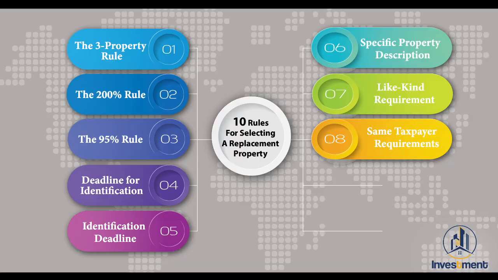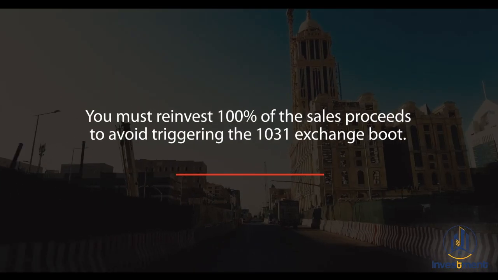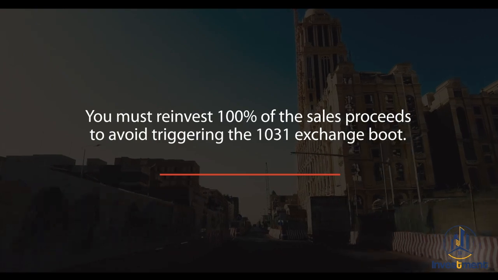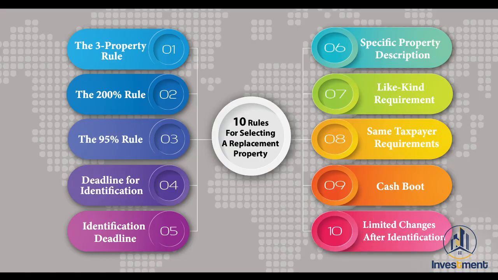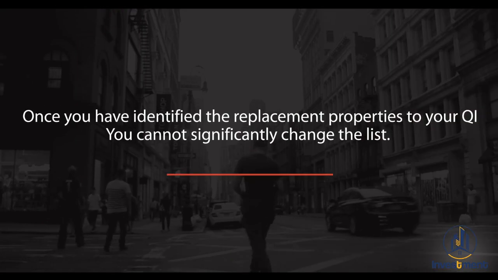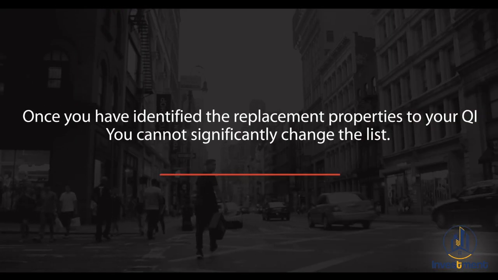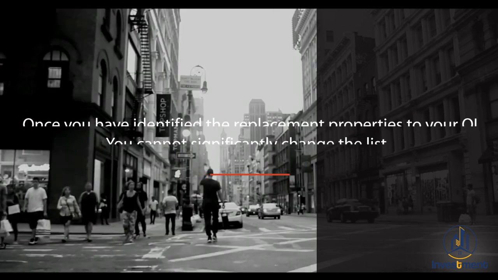Cash boot. You must reinvest 100% of the sales proceeds to avoid triggering the 1031 exchange boot. Limited changes after identification. Once you have identified the replacement properties to your QI, you cannot significantly change the list.